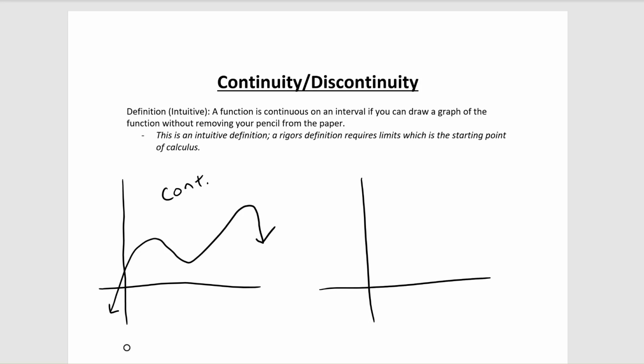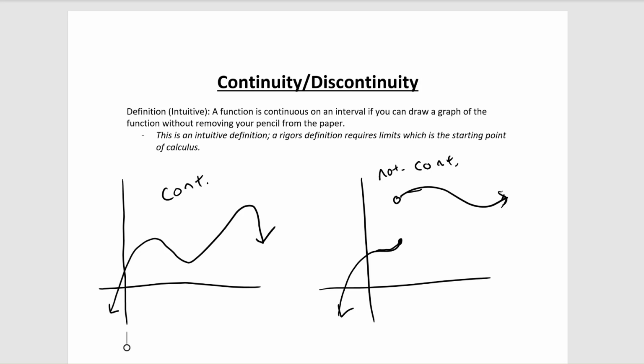If you have a picture that you can't do that for, maybe something weird like this, I'm going to put this little hole here. I have to pick up my pencil to be able to go from the left side to the right-hand side of the graph, no matter what. So this is not continuous. So here's our rough idea of what continuous is. You don't have to pick up your pencil to draw it.